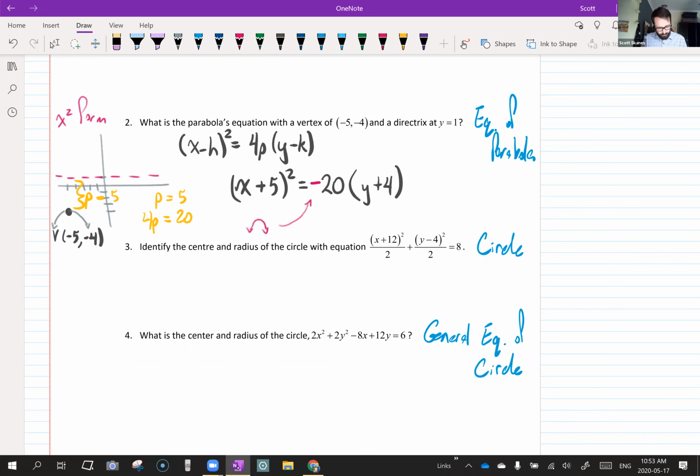The reason we know is because from the directrix to the vertex, it's down. It's supposed to give us a negative, but most students don't catch that. So just be careful. The minus you have to put in yourself.